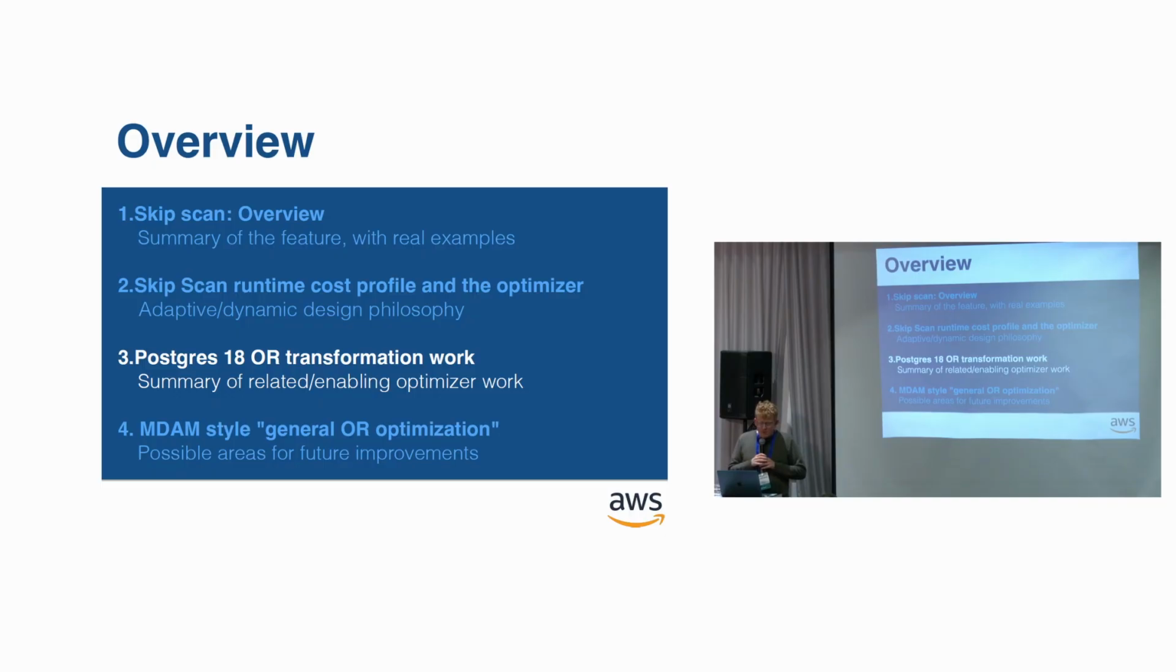I'm going to now discuss, as I briefly touched upon already, tangentially related work on the optimizer for Postgres 18, which has been taught to transform OR clauses into the representation that we can use in the index code, that is the scalar array op thing. So this makes it possible to use all this stuff in many more cases than would otherwise be possible.